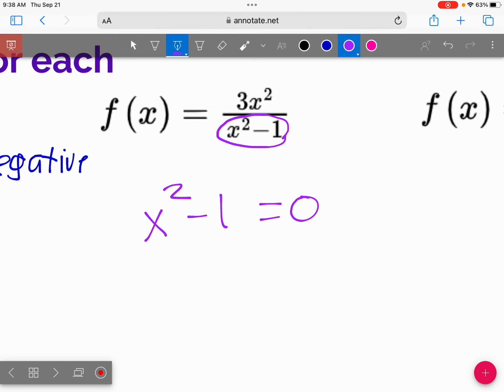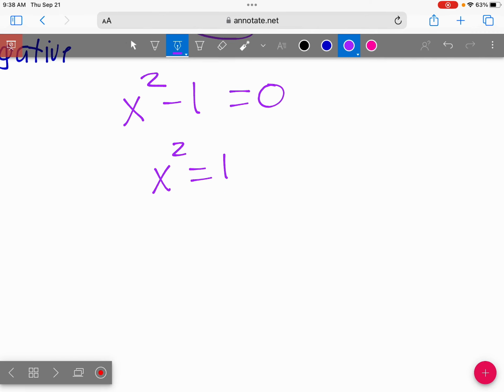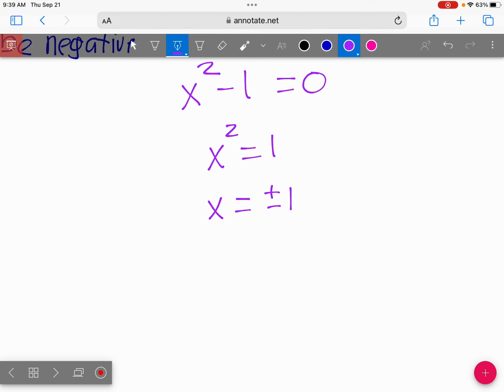Couple of different ways to approach this. What's your instinct? Add 1. Find a way to do it. Solve it with square roots. X squared equals 1. What does x equal? Plus or minus 1. You could also do this with factoring, noticing that x squared minus 1 is a difference of squares. And do it that way. Totally fine. So our domain is everywhere that x does not equal 1 or negative 1.